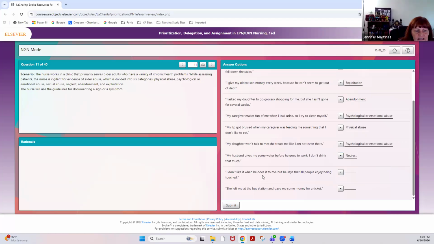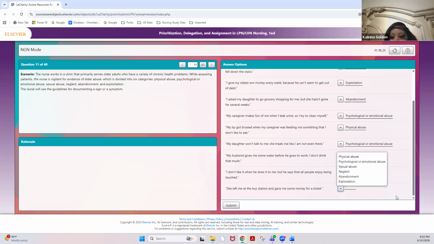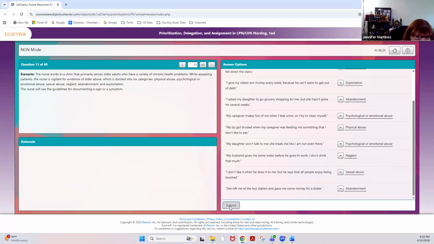I don't like it when he does it to me, but he says that all people enjoy being touched. Sexual. She left me at the bus station and gave me some money for a ticket. Abandonment. That's bad.